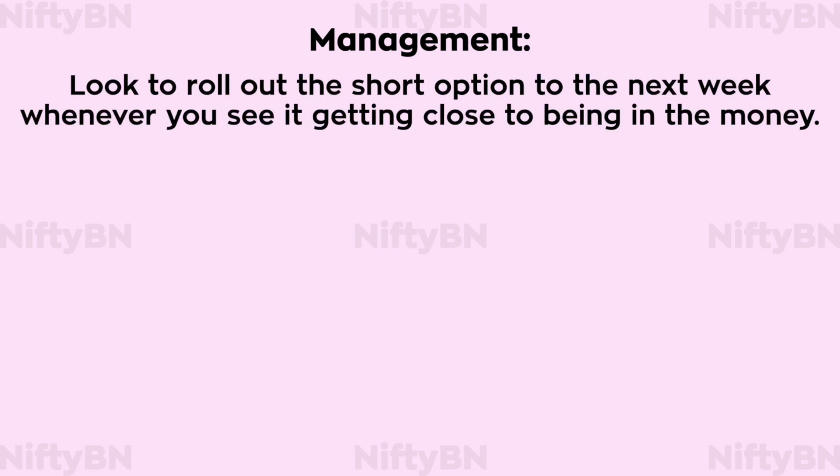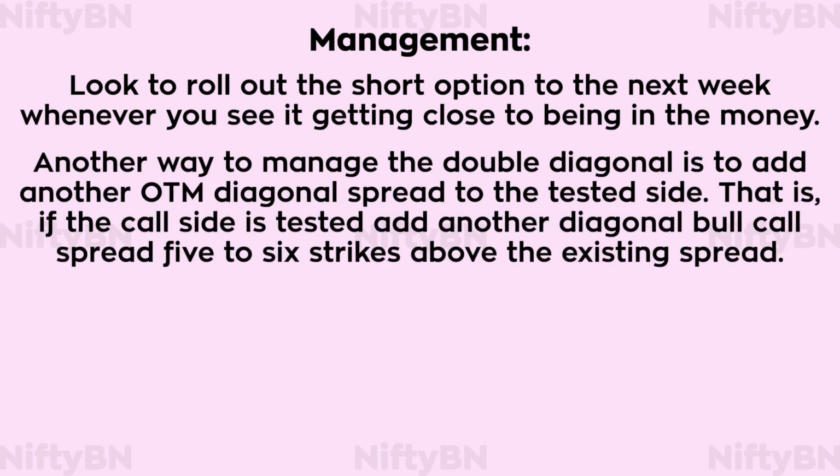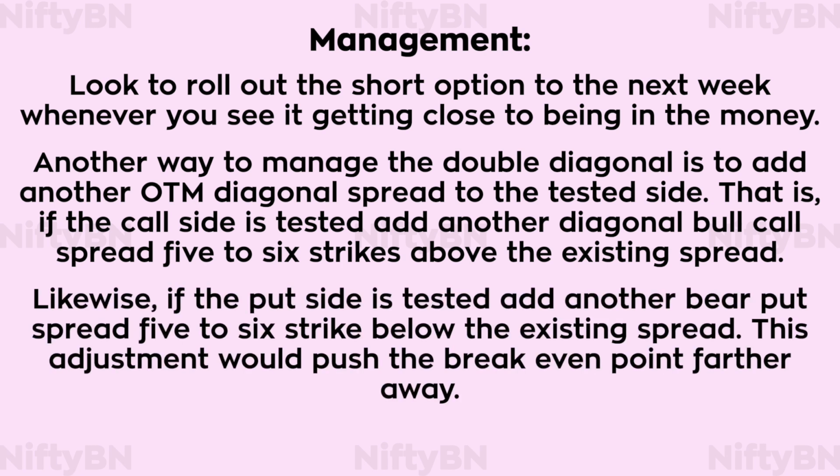Management. Look to roll out the short option to the next week whenever you see it getting closer to being in the money. Another way to manage the double diagonal is to add another out of the money diagonal spread to the tested side. That is, if the call side is tested, add another diagonal bull call spread 5 to 6 strikes above the existing spread. Likewise, if the put side is tested, add another bear put spread 5 to 6 strikes below the existing spread. This adjustment would push the break-even points farther away.